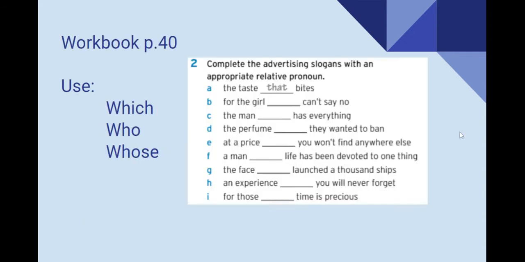Let's continue. Let's go to our workbook page 40. Here, we're going to complete the advertising slogans with an appropriate relative pronoun. For example, we have the taste, diet, bites. For the girl, can't say no. Should we use which, who, or whose? Since we're talking about a girl, we're going to be using who. The man has everything. What should we use? Whose, right? Sorry, who. Now, let's pause the video and work on the rest. Okay, guys, we're going to check this during our class.